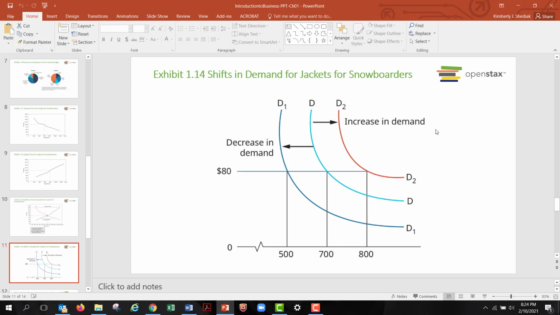And this graph simply shows us the effect if we have a decrease in demand versus an increase in demand. So if there's a higher demand or if there's a lower demand for that specific price and the quantity.